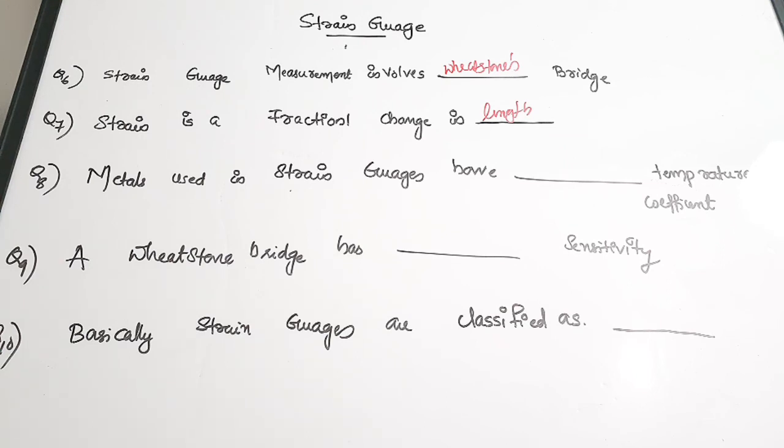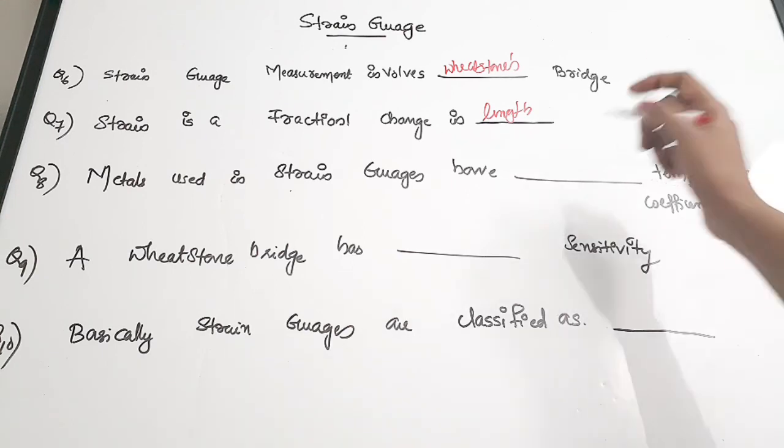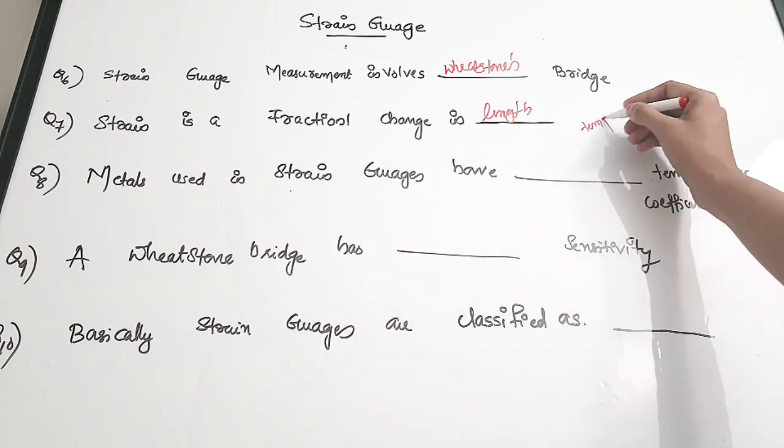Next question. Metals used in the strain gauge have dash temperature coefficient. So that is again another important area. The metals that we use in the strain gauges have linear temperature coefficient of resistance, and due to this, when there is some temperature variation, the resistance of the strain gauge wire will also get affected. So we have to do temperature compensation. Please note this point also.